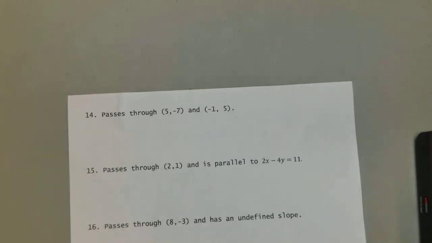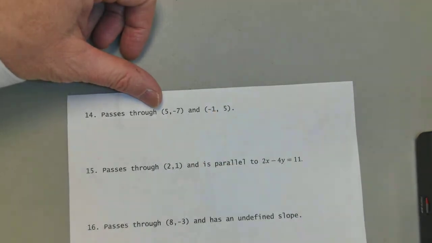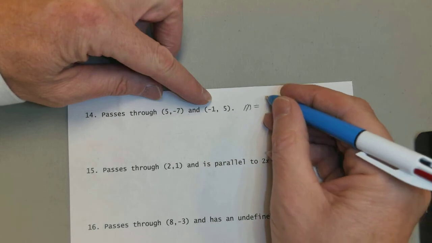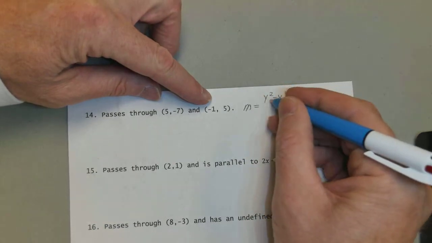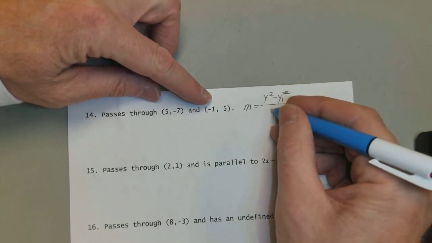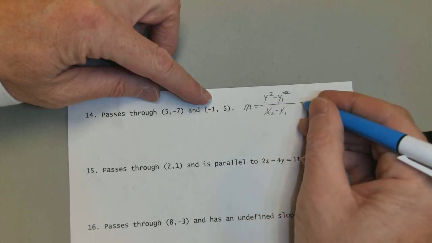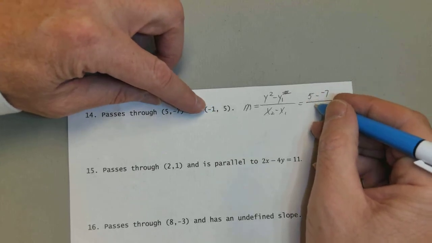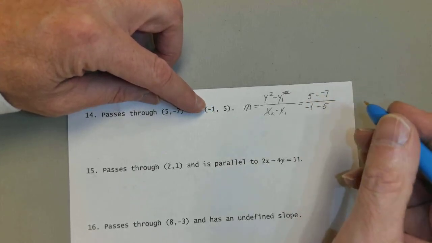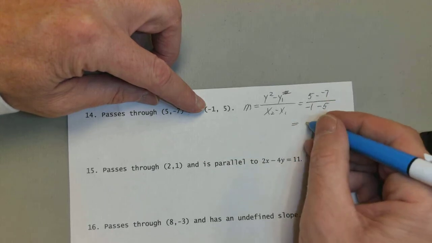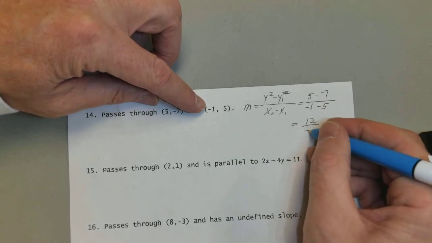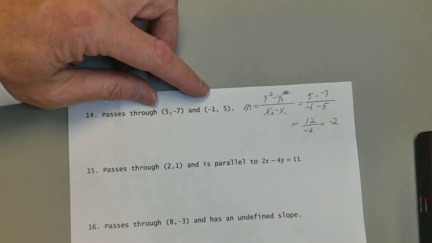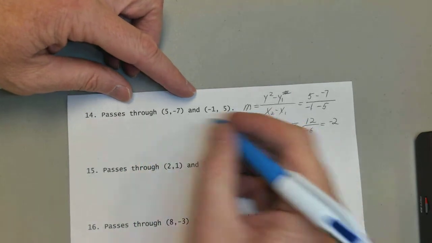14 passes through 5, negative 7, and negative 1, 5. Slope, y2 minus y1, not y to the first, over x2 minus x1, which I'm going to put as 5 minus negative 7 over negative 1 minus 5. That's 5 plus 7, that's 12. Negative 1 minus 5 is negative 6. 12 over negative 6 is negative 2. So I have my slope.